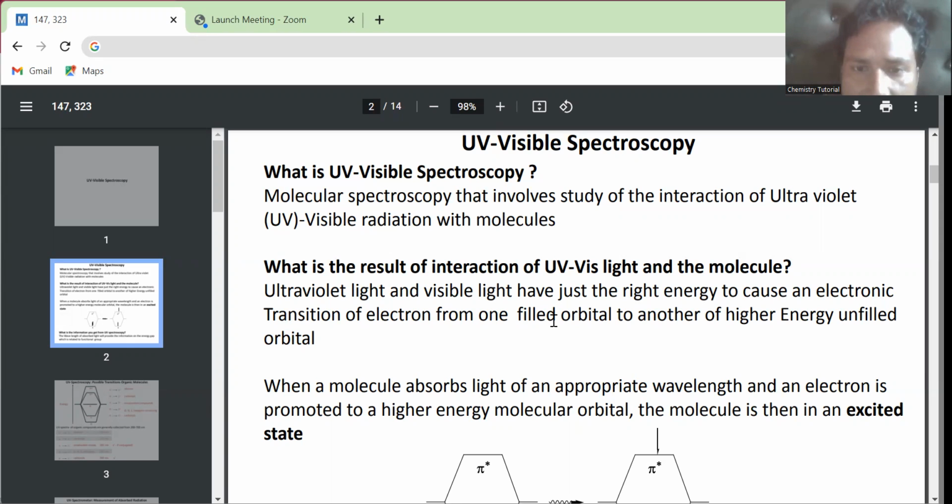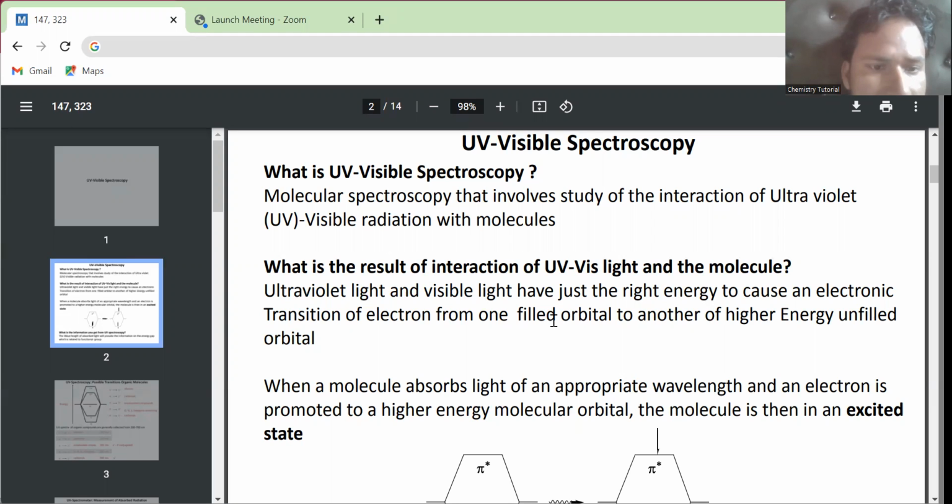The second question is: what is the result of the interaction of UV visible light and the molecules? So first, what is UV visible spectroscopy, and second, what is the result of interaction of UV visible light with the molecules? The answer is that ultraviolet light and visible light have just the right energy to cause the electronic transition of an electron from one filled orbital to another, higher energy orbital. So the interaction of UV visible radiation with molecules causes the electronic transition of an electron within the molecules.